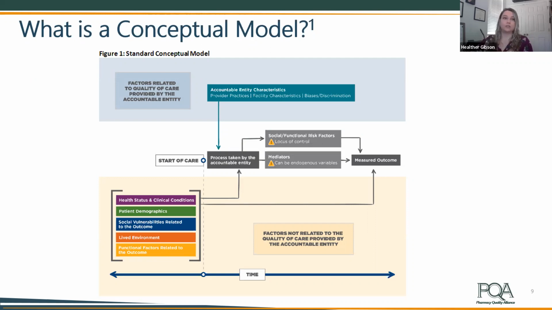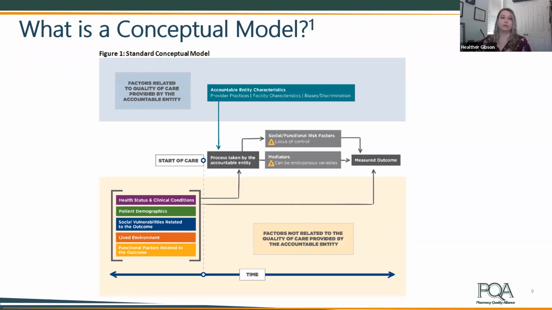And in this figure on the screen from NQF's most recent final report on the topic, the top blue-gray section represents factors related to the quality of care provided, which may be the focus of the quality measure and should not be considered for risk adjustment. The bottom tan section represents factors that are not related to the quality of care provided, and these factors are present at the start of care.